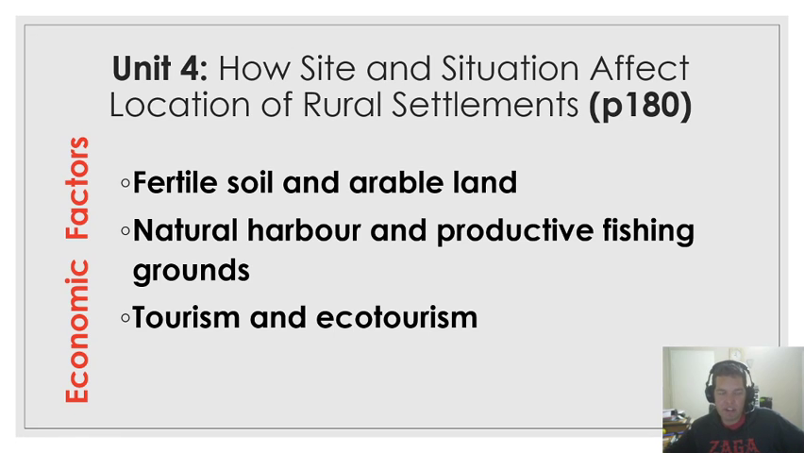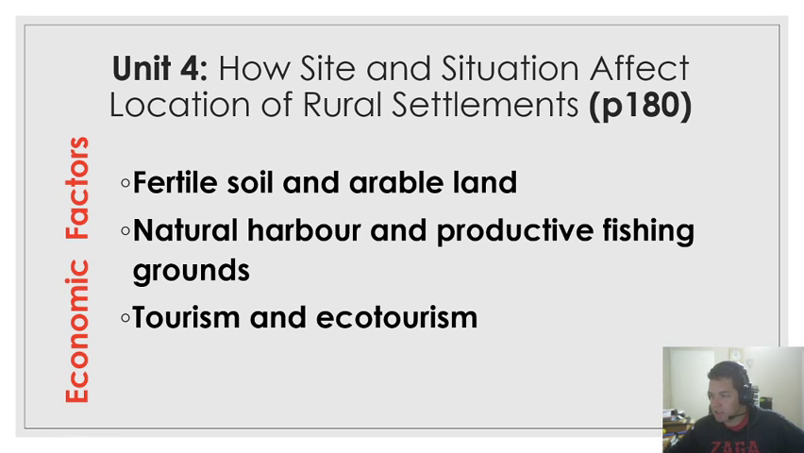The next one is if there is a harbor or maybe some fisheries, like crayfish or even some other edible fish, then that would be a great place for rural settlements to spring up. And the last one is if there's a tourist attraction or an ecotourism attraction, then it would make sense for rural areas to spring up around that.